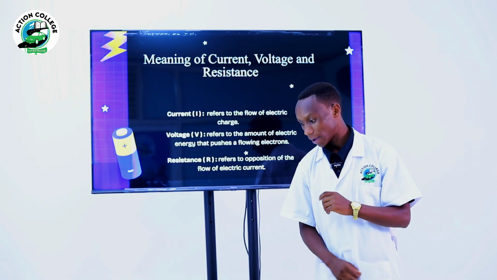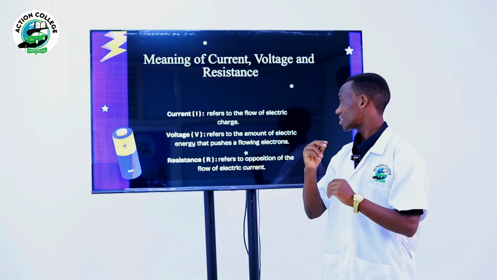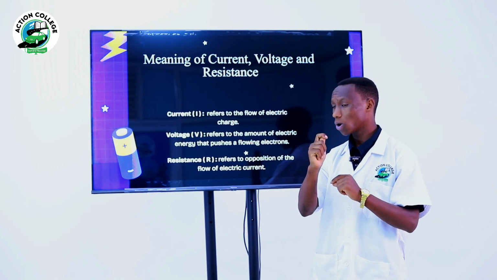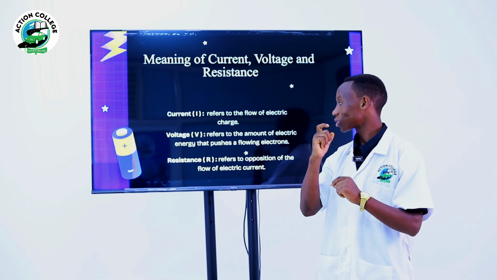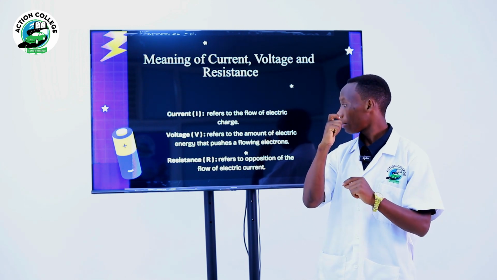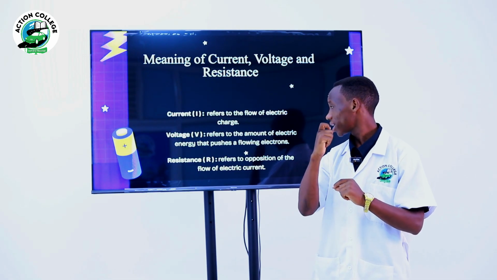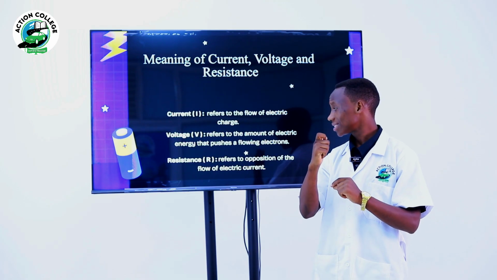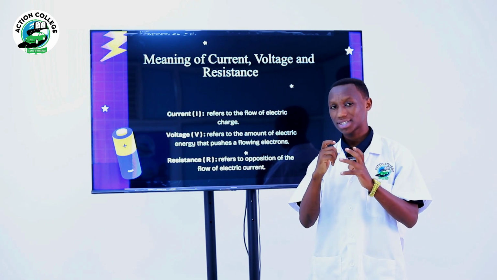The current, voltage, and the resistance. Current refers to the flow of electric charge, while voltage refers to the amount of electric energy that pushes the flowing electrons. Resistance refers to the opposition to the flow of electric current.